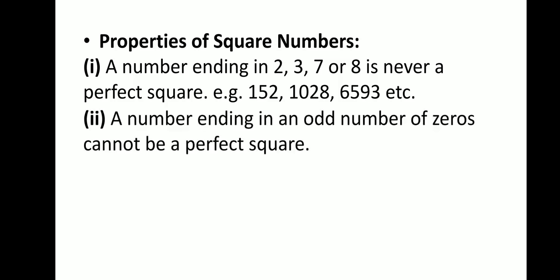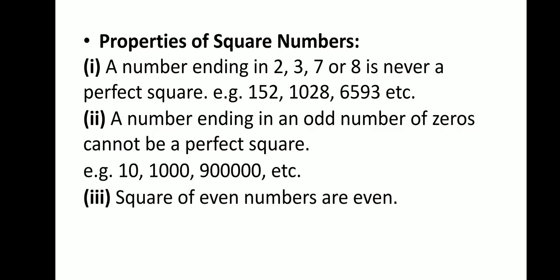Another property is a number ending in an odd number of zeros cannot be a perfect square. It means if a number has an odd number of zeros, like in the first case, the number of zeros is 1, which is odd. Second case, the number of zeros is 3, which is again an odd number. In the third case, the number of zeros is 5, again an odd number. So we say that a number ending in an odd number of zeros cannot be a perfect square.